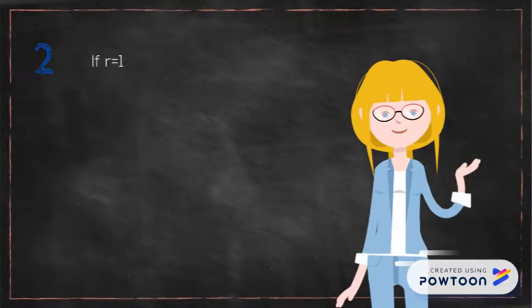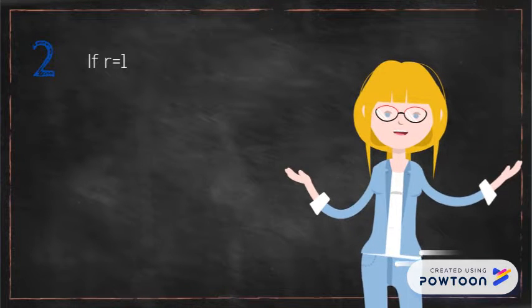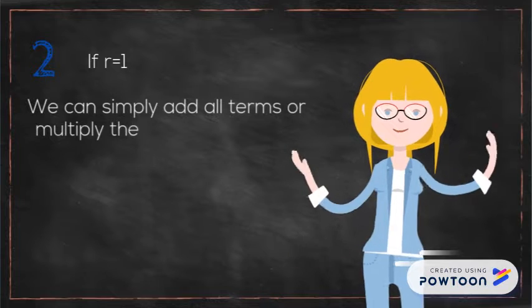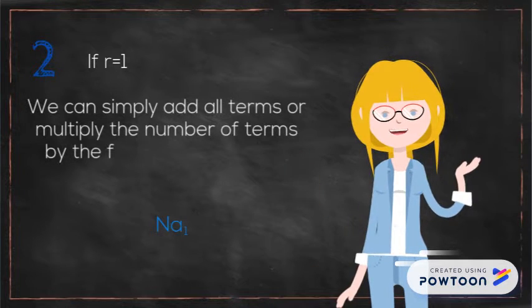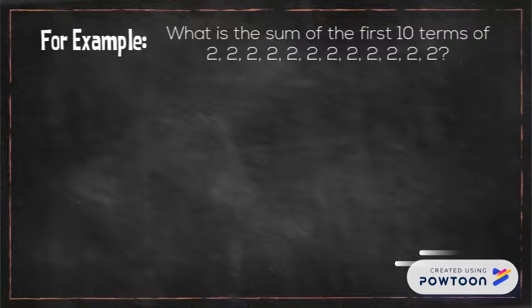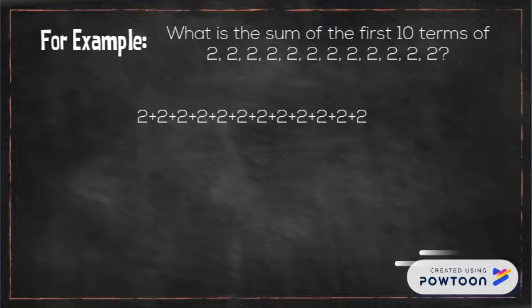Condition 2. If r is equal to 1. In this condition, we can simply add all the terms, or multiply the number of terms by the first term, or use the formula n a sub 1. For example, what is the sum of the first 10 terms of 2? You can simply add all, or you can use the formula n a sub 1, which is equal to 10 times 2, which is equal to 20.